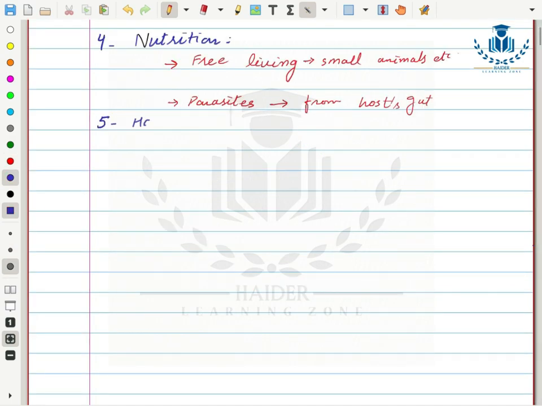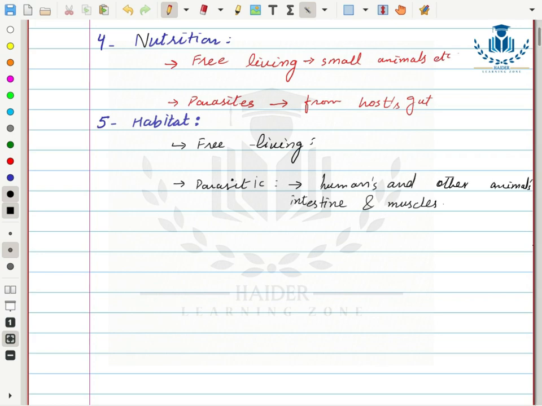Next property is their habitat. Habitat is basically defined by their nutritional mode. Some are free living species, so obviously they will not live in a host, but the parasitic species may live in the intestine and muscles of humans and other animals. Free living ones may live in soil or even in the roots of plants.